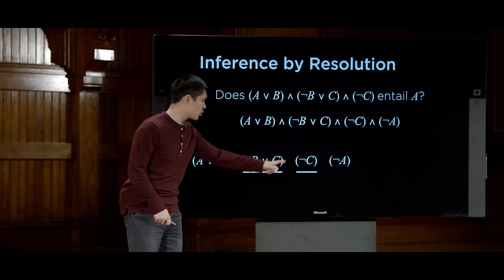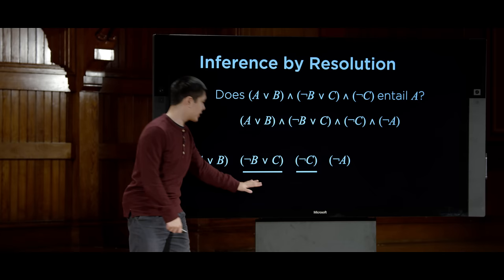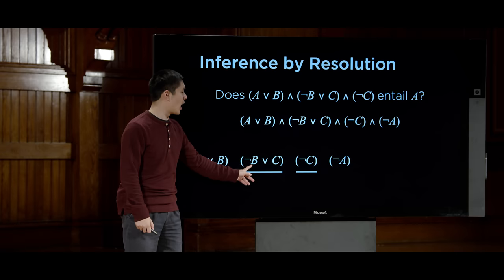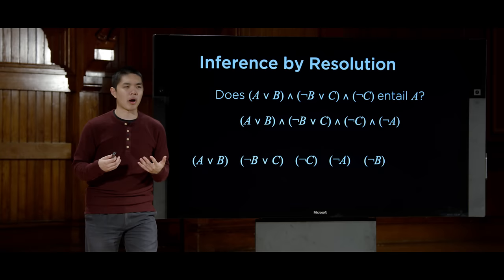I can resolve them because there are complementary literals that show up in them. There's a C here and a not C here. So just looking at these two clauses, if I know that not B or C is true, and I know that C is not true, well, then I can resolve these two clauses to say, all right, not B, that must be true. I can generate this new clause as a new piece of information that I now know to be true. And all right, now I can repeat this process, do the process again.